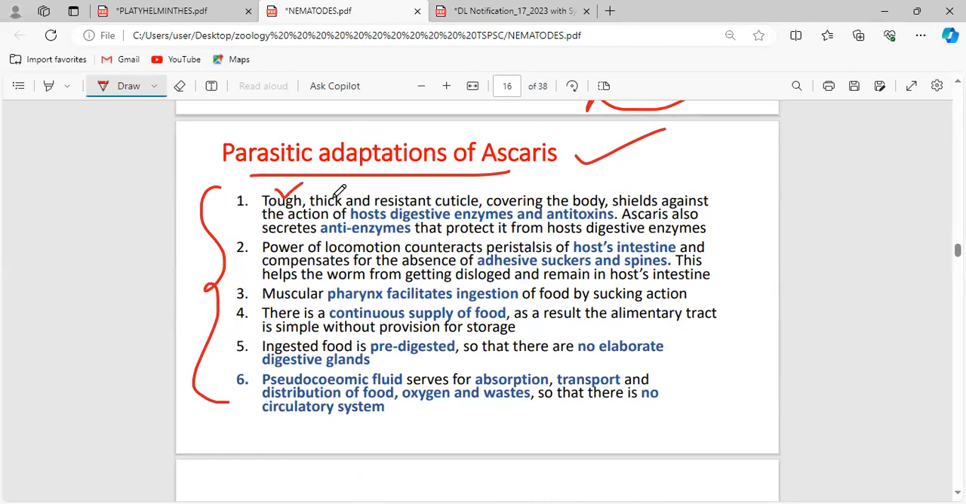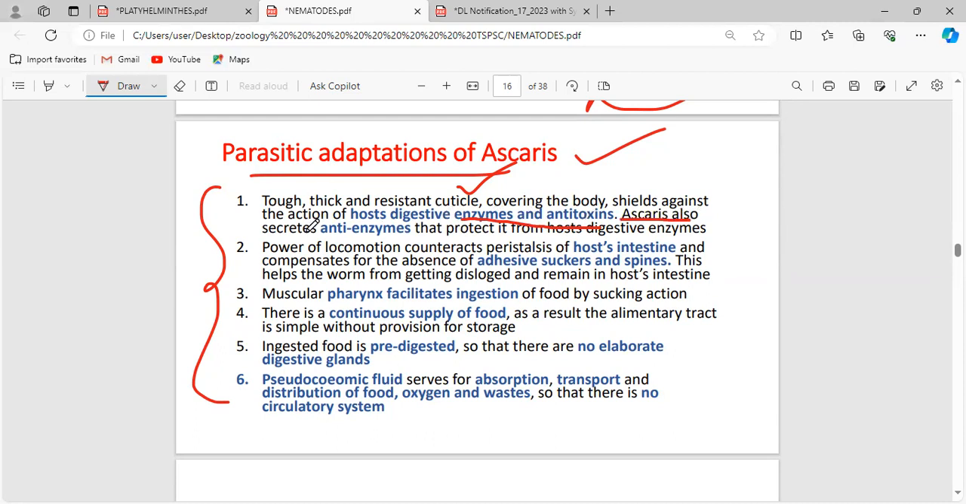What is a parasitic Ascaris? Parasitic adaptation is the cuticle. What is the purpose of this particular cuticle? They are going to cover the body and protect it from external danger. In the host body, whether the immune system or the stomach or the intestine, we have proteinaceous enzymes called pepsin, trypsin, like that. These proteins will digest the cuticle and the body of the organism. So to prevent that from digestive enzymes and antitoxins, this cuticle acts as a protective shield to that particular parasite.